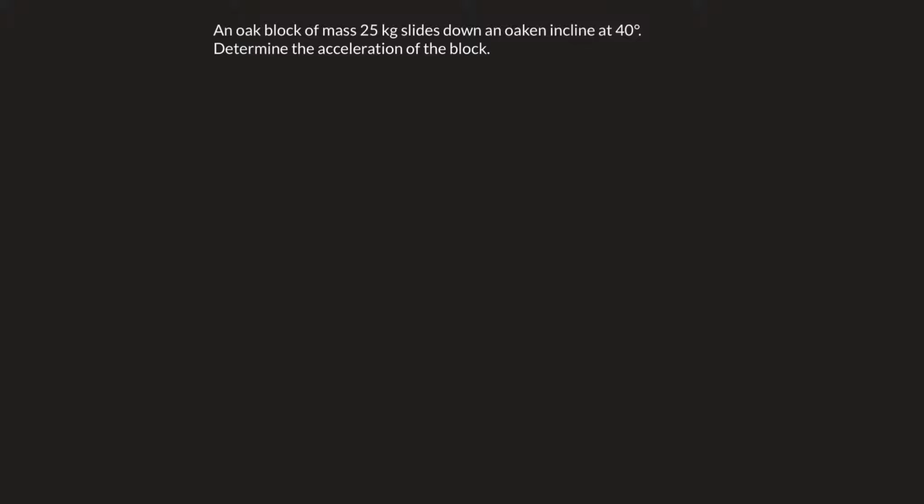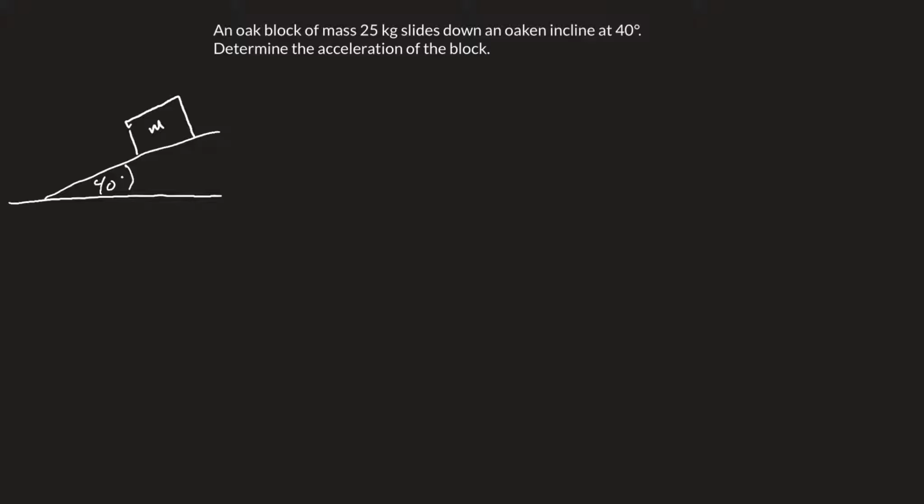So let's start off first though by drawing our diagram. It's going to look something like this, where that's at 40 degrees. And we have our oak mass that we're dealing with somewhere like this. So that has a mass of 25 kilograms.